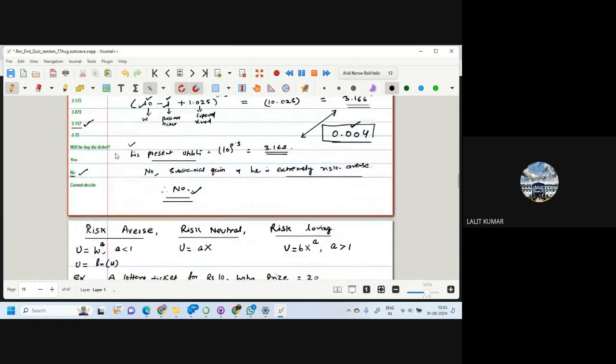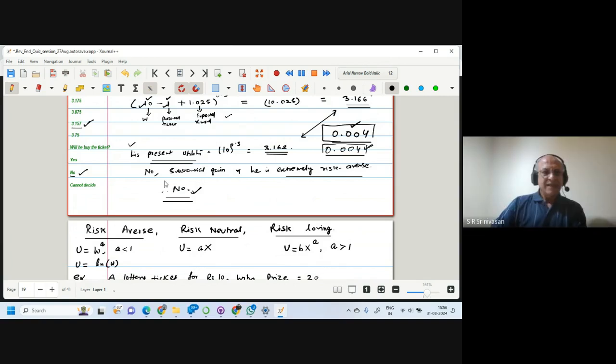Will he buy the ticket? So his present utility is 10 to the power 0.5, which is 3.162. His expected utility, if he purchases a ticket, is just 3.166. So the difference is hardly how much? 0.004. So he will not buy this ticket. Is this correct reasoning, Srini sir, or any additional input on this?